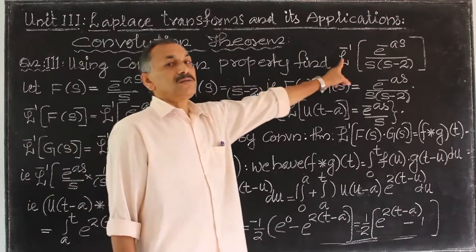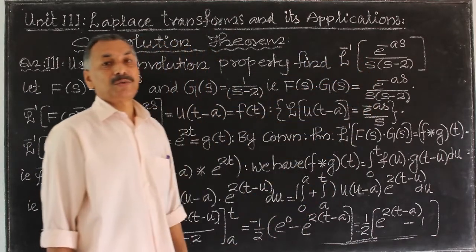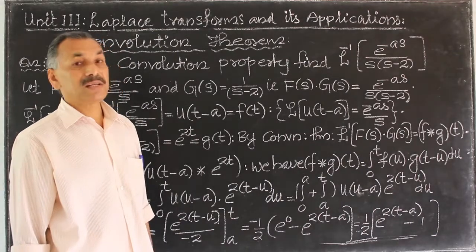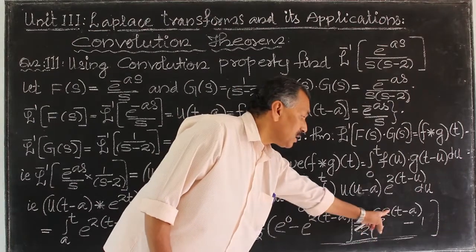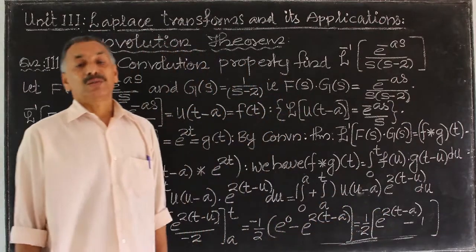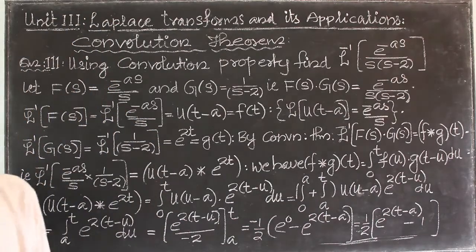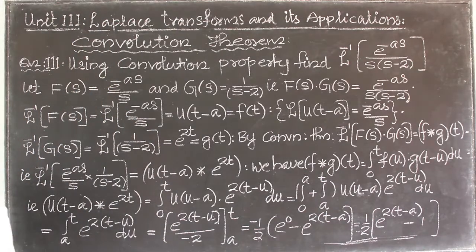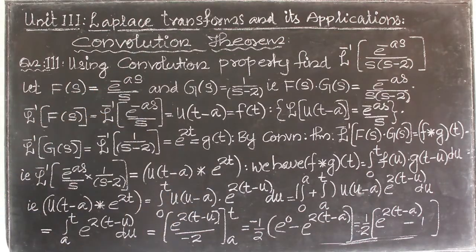So the Laplace inverse of e raised to minus as divided by s into s minus 2 is equal to 1 by 2 times e raised to 2 into t minus a minus 1. Similarly for g of s. So the given problem is f of s into g of s, in the formula.